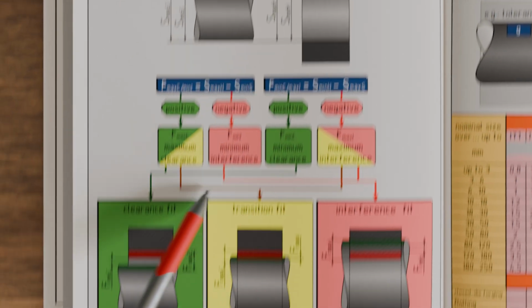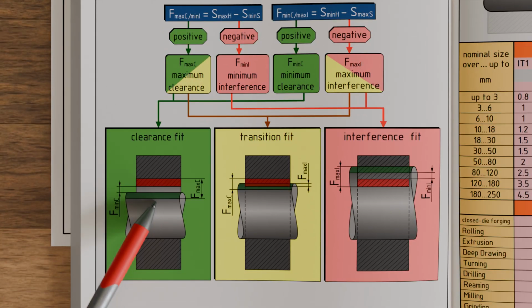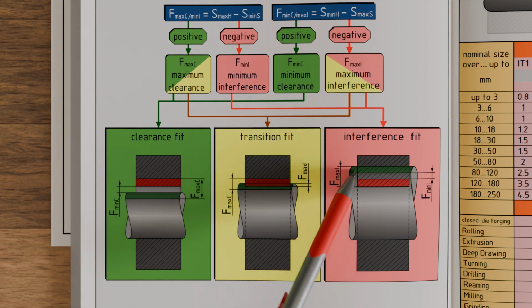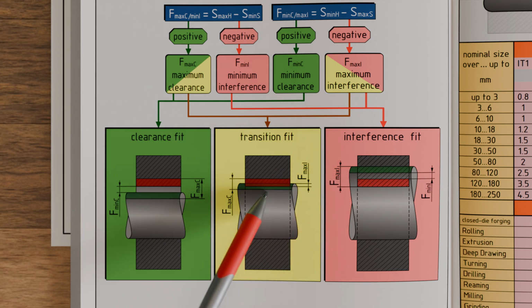If the tolerance zone of the shaft lies entirely below the tolerance zone of the hole, the shaft is always smaller than the hole, and this is called a clearance fit. If the tolerance zone of the shaft lies entirely above the tolerance zone of the hole, the shaft is always larger than the hole, and this is called an interference fit or a press fit. If the tolerance zones of the shaft and the hole overlap, a small clearance or a small interference may exist, and this is called a transition fit.